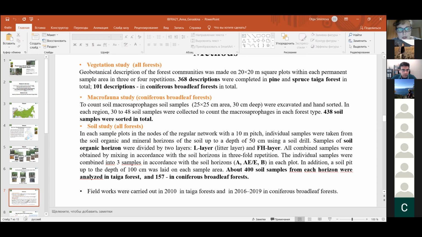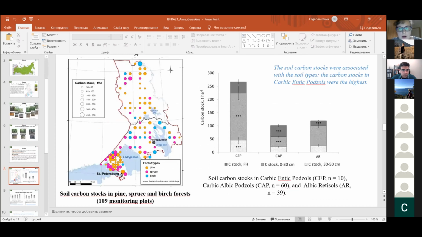Samples of soil organic horizon we divided by two layers, L layer or litter layer and FH layer, and mineral horizons A, AE, E, and B. The first results are about soil carbon stock in taiga forest. The first main result in this area is that the soil carbon stock was associated with soil types.